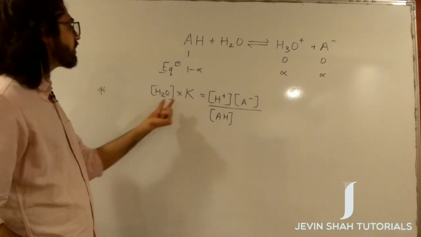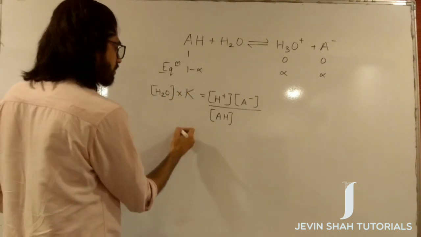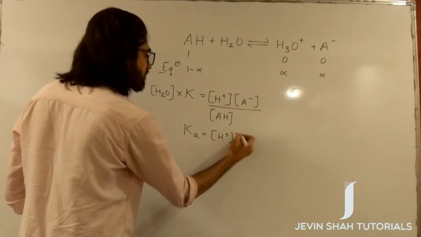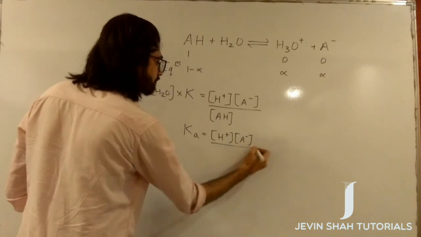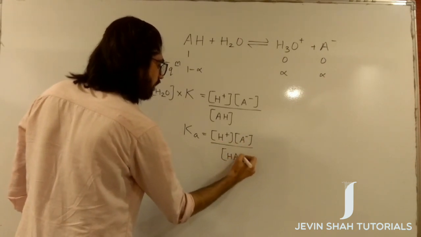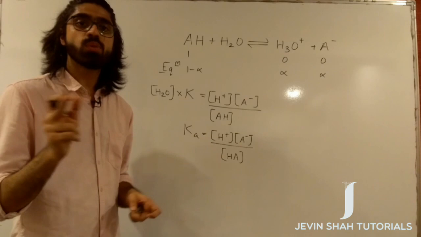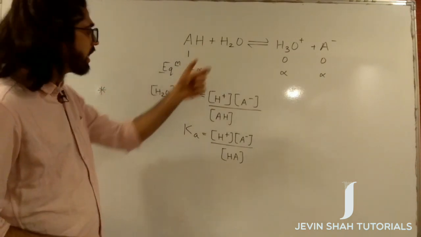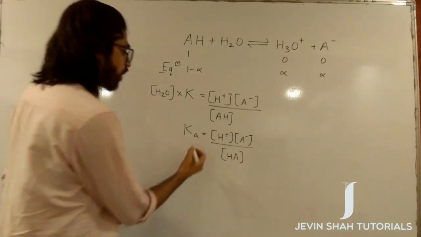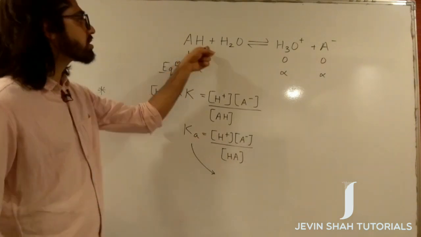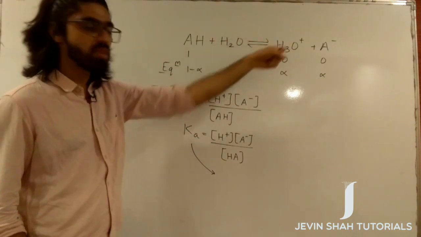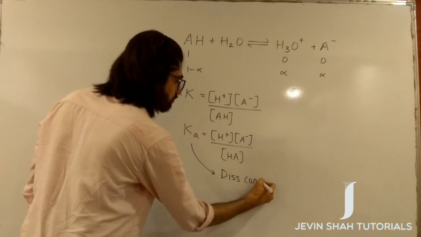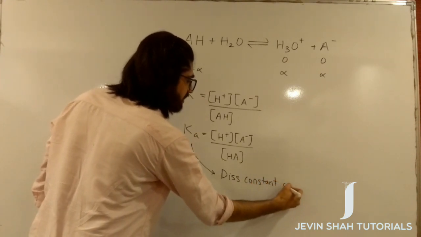Now one constant into the other constant will be a third constant, and let's call it Ka. And that Ka will be H plus into A minus upon HA. Now keep in mind, what was K? It was the equilibrium constant. The equilibrium constant which I get for this reaction after multiplying with water is what we call dissociation constant. Because this was the dissociation reaction, we call Ka the dissociation constant of the weak acid HA.